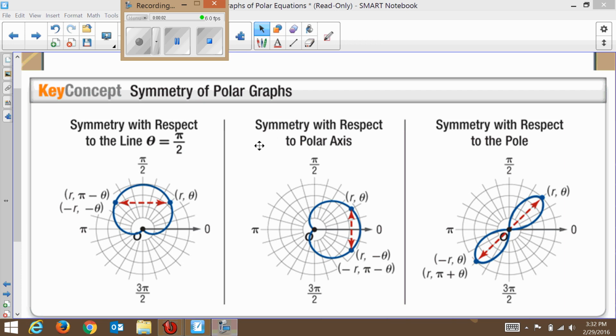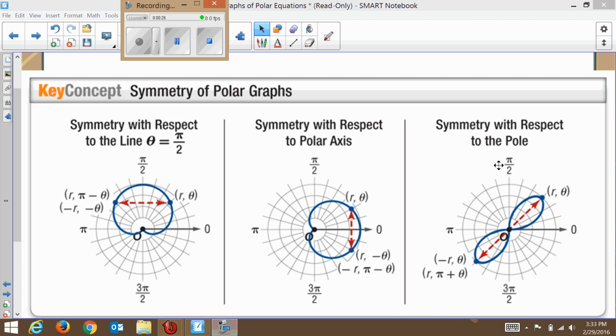These equations will have different types of symmetry. So we could say with respect to different types of lines. Now remember, with polar, we only have one axis here. Here's the polar axis. So this middle picture would be symmetry with regard to the polar axis. If it's up and down symmetry, like this first one, this is symmetry with the line theta equals pi over 2. And remember, this line would go all the way through from up to down.